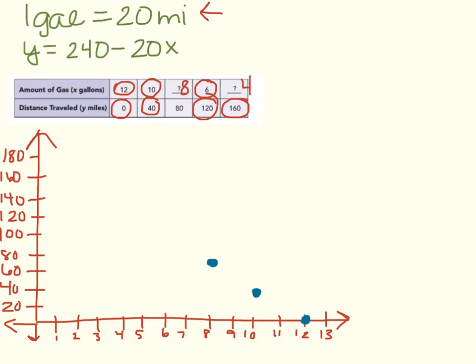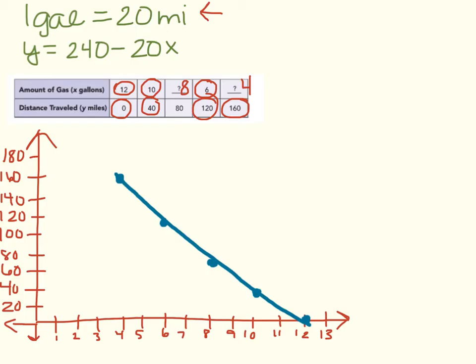Then if we have 6 gallons of gas in our tank, we've probably gone about 120 miles. So that's going to be right around here. It's not perfect, that's okay. And at 4 gallons of gas, we've traveled 160 miles. Okay, there we go. Oops. You can see it's not totally perfect. That is okay. It gives us the basic idea. Now connect these lines, and that gives us our linear graph or our straight line graph.